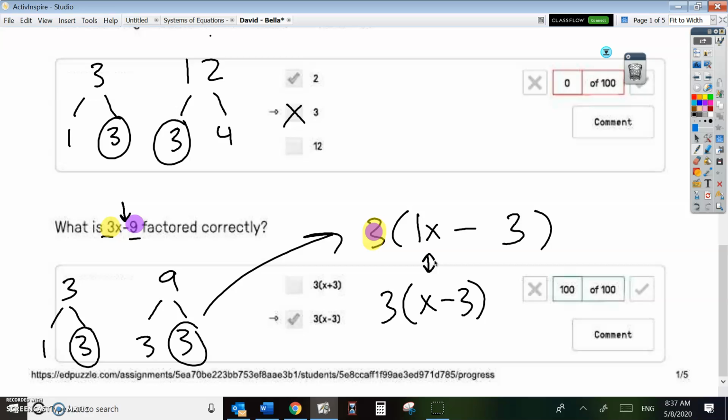Here's how you check it. To check, you distribute 3 times x is 3x. 3 times 3 is 9. 3x minus 9. So you know that this is the correct answer because if you distribute it, it gives you your original response.